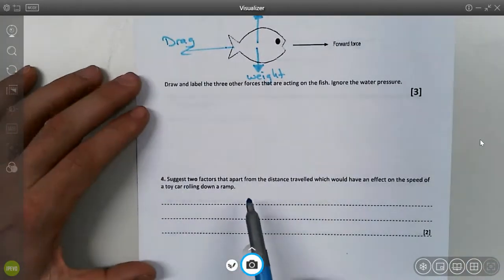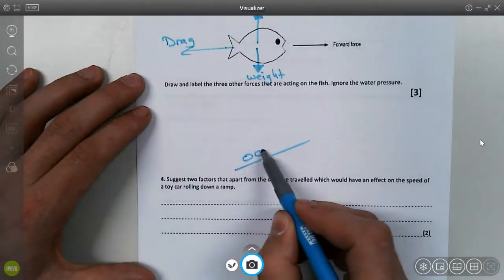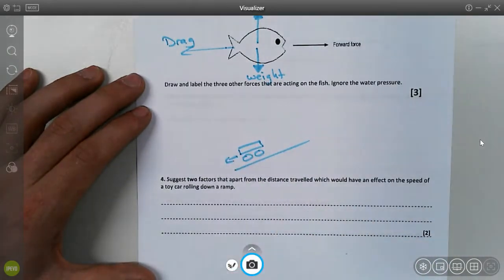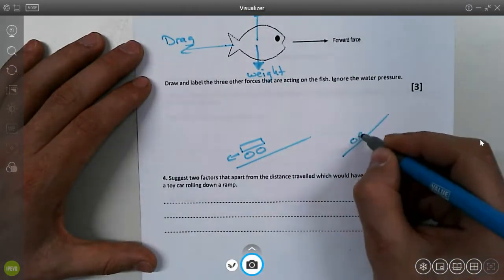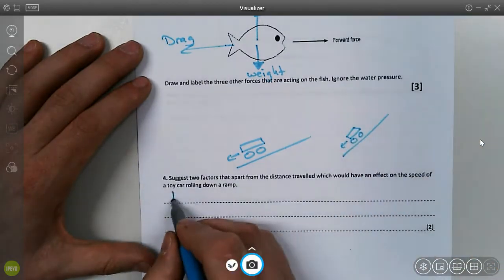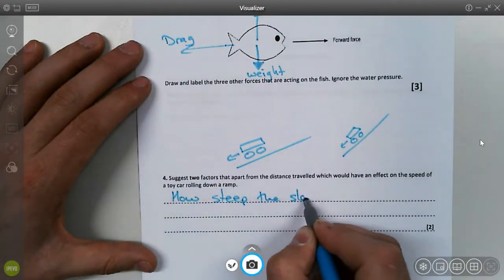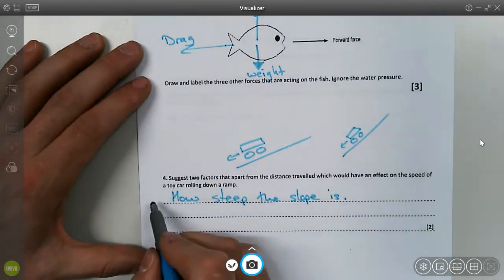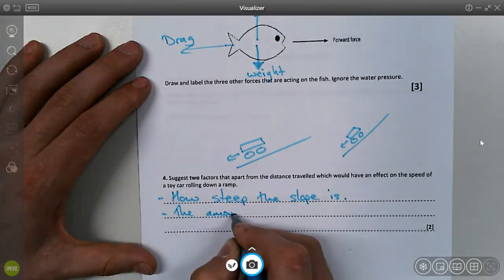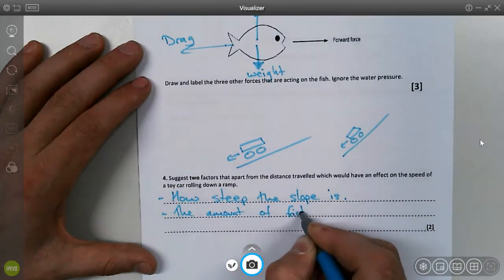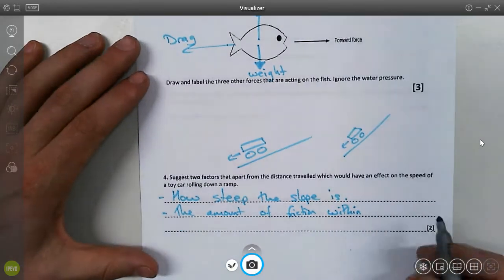So 2 factors that, apart from distance travelled, would affect the speed of a toy car rolling down a ramp. So what would affect the distance travelled? Well, obviously how steep the slope is. Maybe also the amount of friction in the wheels. I'm going to put within the wheels to make it clear that I'm talking about the friction of the wheels rolling round.